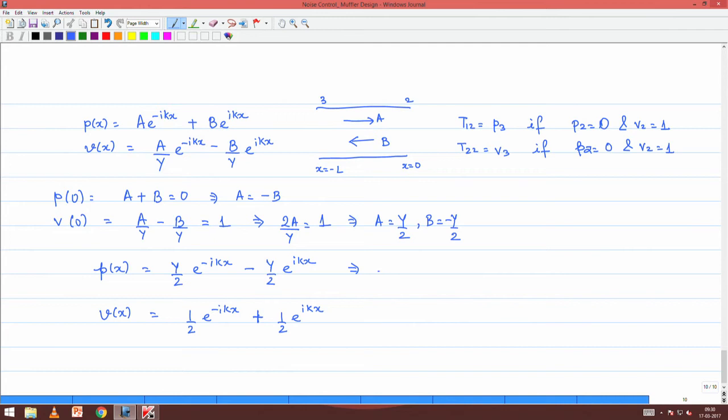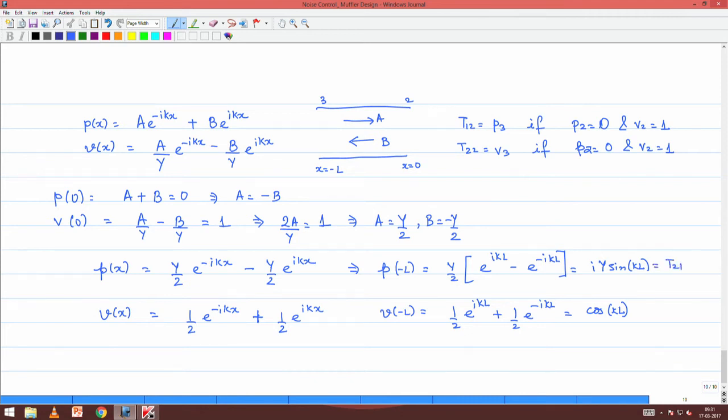So, that means P at minus L will be Y by 2 e to the power I k L minus e to the power minus I k L, and this as we saw is I Y sin k L. This bracketed expression is 2 I sin k L. So, therefore, we get P at minus L as I Y sin k L, right. Finally, V at minus L is going to be half e to the power I k L plus half e to the power minus I k L, which is cos k L, right. So, therefore, this is T12, and this is T22.